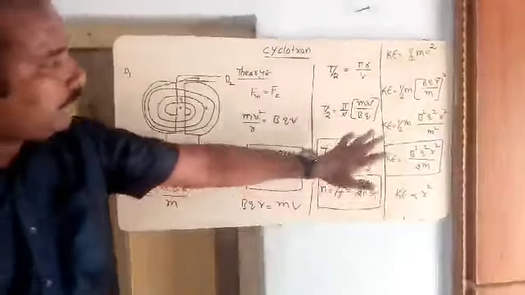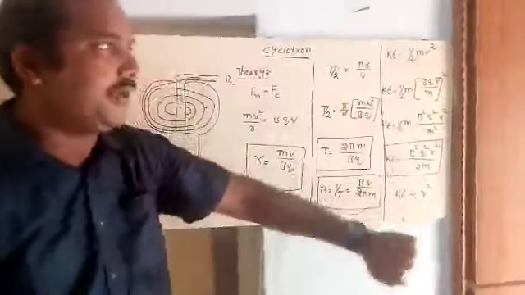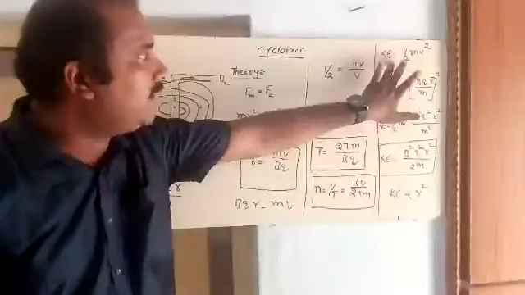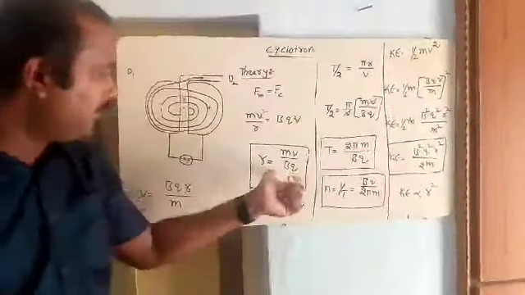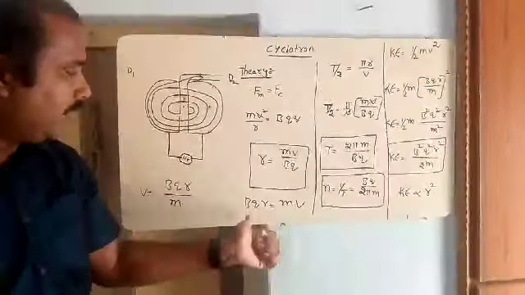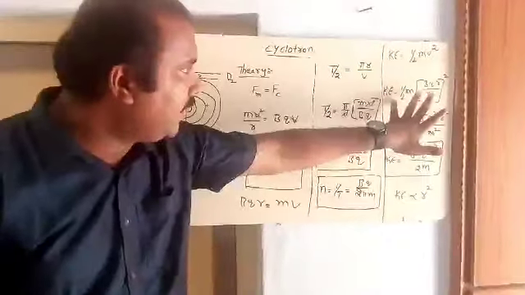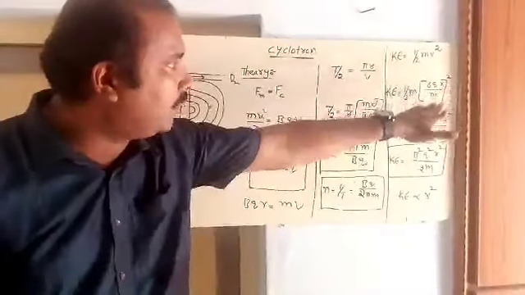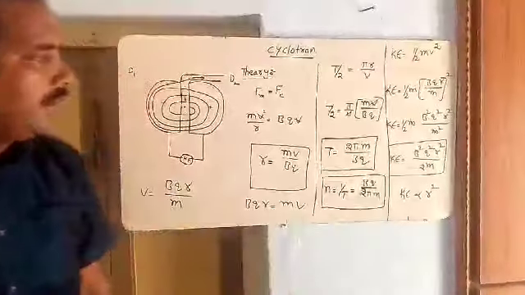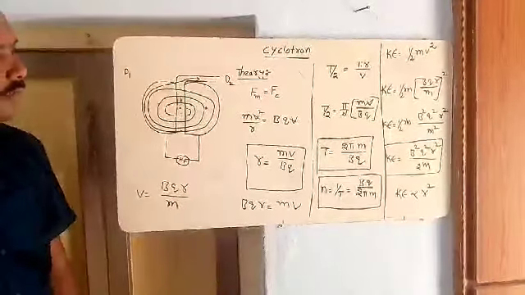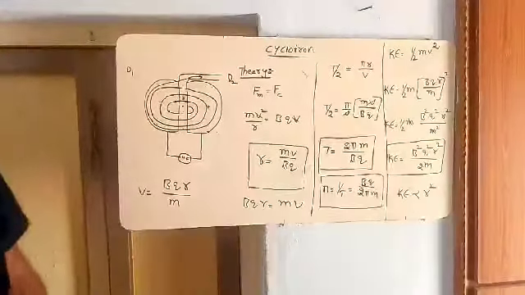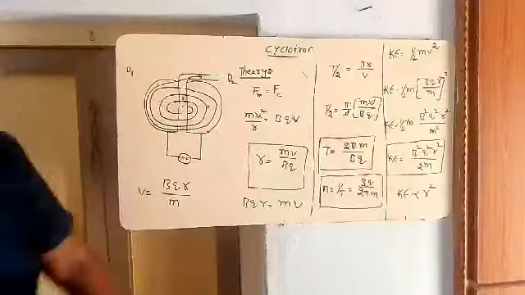Now later I can find the kinetic energies also. Kinetic energy K is equal to half mv square, and the same equation I am expressing in a different way to find the velocity. Velocity is equal to bqr by m, and I substituted here, then K is equal to half m into bqr whole square by m, and finally I got kinetic energy K is equal to b square q square r square by 2m, and kinetic energy is directly proportional to r square.